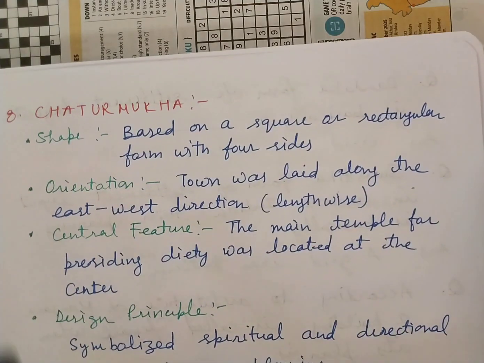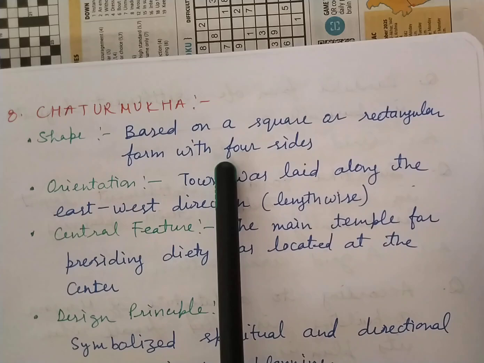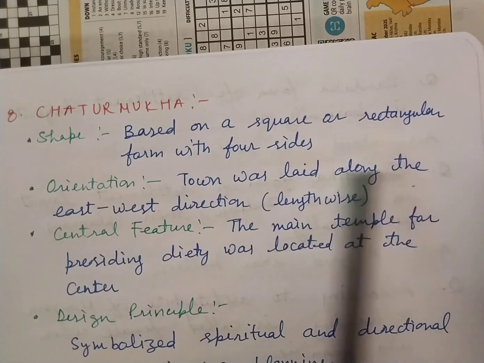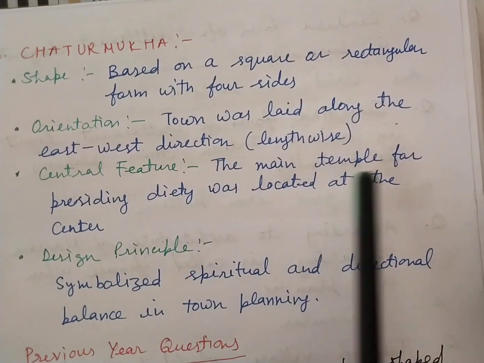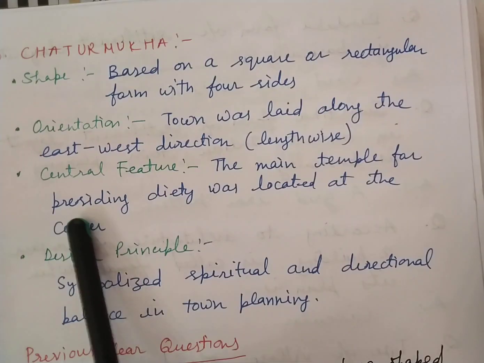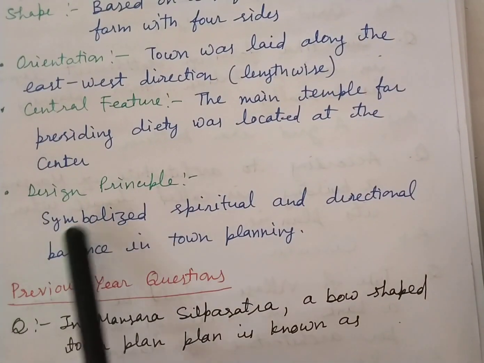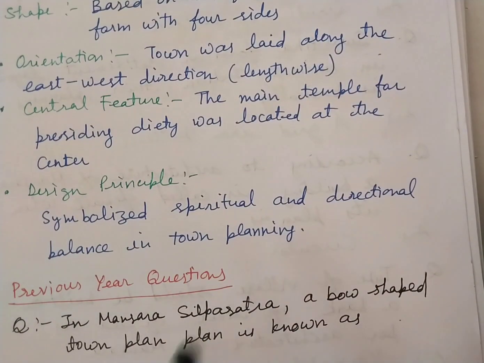Then coming to Chaturmukha. Shape based on a square or rectangular form with four sides. Orientation, towns were laid along the east-west direction lengthwise. Central feature, the main temple for presiding deity was located at the center. Design principle, symbolize spiritual and directional balance in town planning.